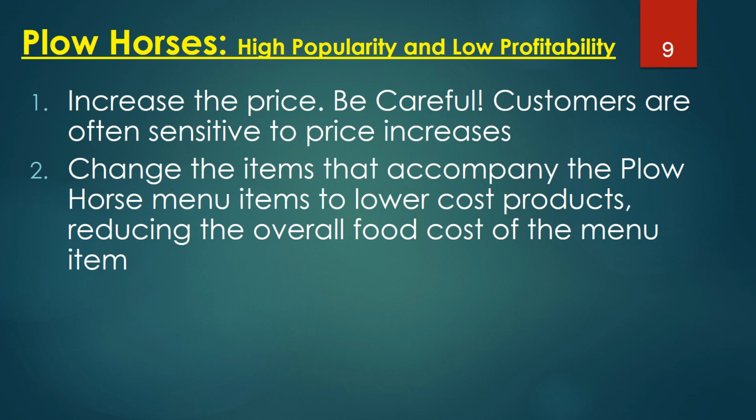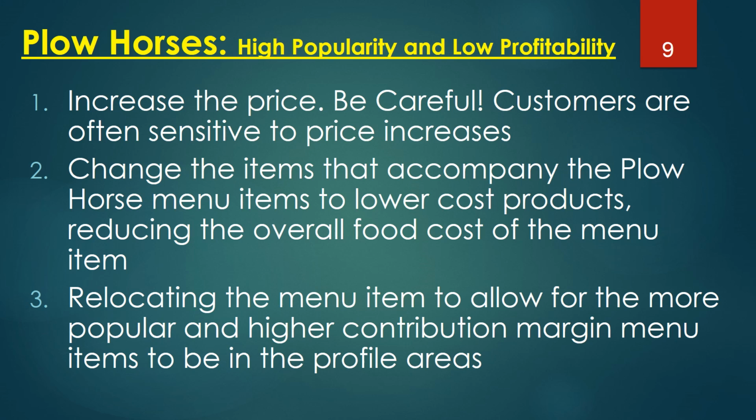We could also watch the plates, to see if customers are leaving a lot of the menu item on their plates. If you have a lot of leftovers they're throwing away, that tells us we should reduce the portion size, and it won't really affect it that much. So those are some things we could do. We could also relocate the menu item into a more popular and higher contribution area, into our prime space, so that we could maybe sell more of them and make us some more money.